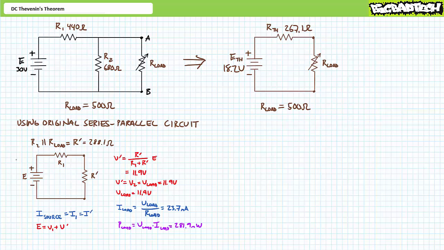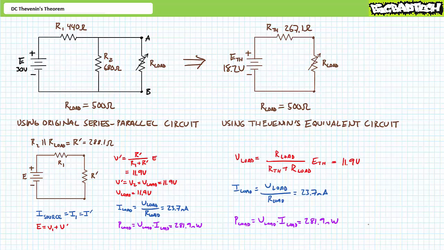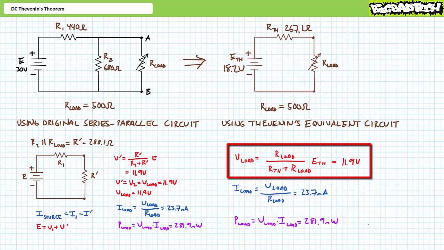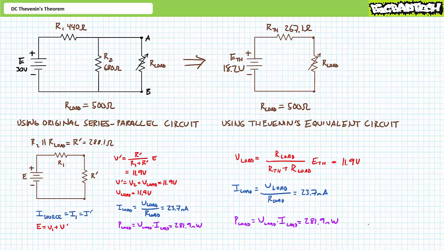Using the pure series Thevenin's equivalent circuit, however, makes our job much easier. For example, if R load is set to 500 ohms, a quick application of the voltage divider rule demonstrates V load to be 11.9 volts, exactly what we obtained using the original series parallel circuit, albeit with significantly less blood, sweat, and tears. An application of Ohm's law in the power equation similarly confirms I load to be 23.7 milliamperes and P load to be 281.9 milliwatts when R load is set to 500 ohms, thereby proving that R load is none the wiser to the substitution of the Thevenin's equivalent circuit in place of the original series parallel circuit.